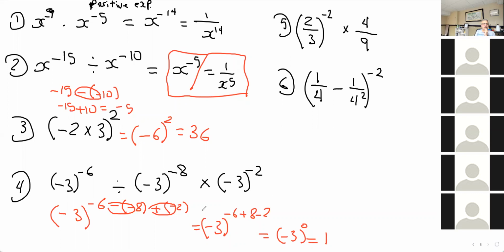The fourth one. When you're dividing, you subtract the exponents. So we go -6 minus -8, and then when multiplying, we add the exponents, so we go plus -2. Then just rewrite these. I don't like the way this sign is written. Negative and negative is positive, and positive and negative is negative. Then when we add -6 plus 8 minus 2, it gives me 0. So that becomes -3 to the power of 0, which gives me 1.